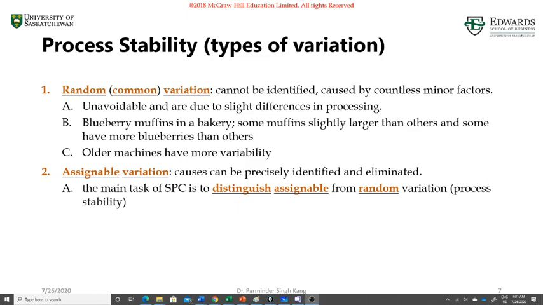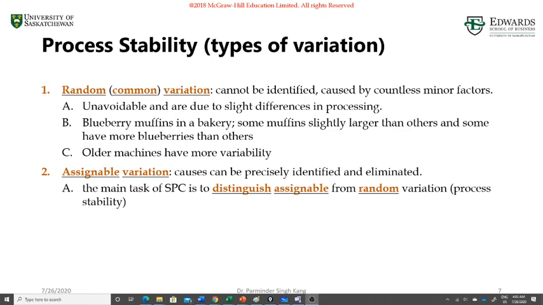Going back to the blueberry muffin example, if you have a muffin missing from the packaging, that is an assignable cause variation. Similarly, let's say the label is misprinted. You have a package saying blueberry muffins, but you have chocolate chip muffins packaged in it. That's assignable cause variation. This could be due to human error, misprinting of labels, and so on. So we can assign it to a specific cause.